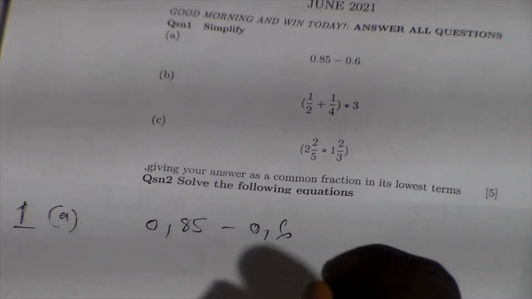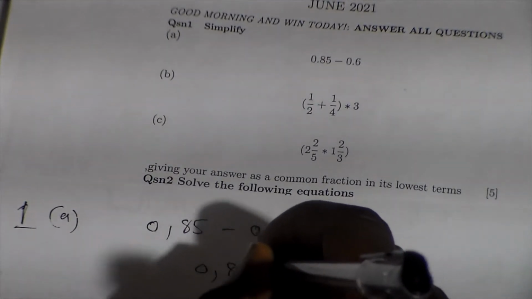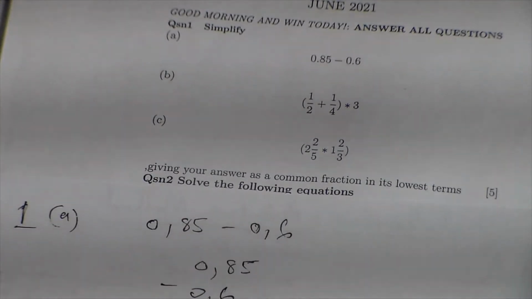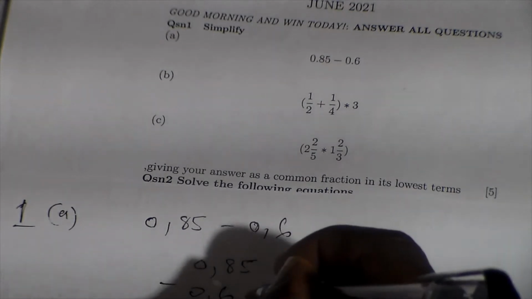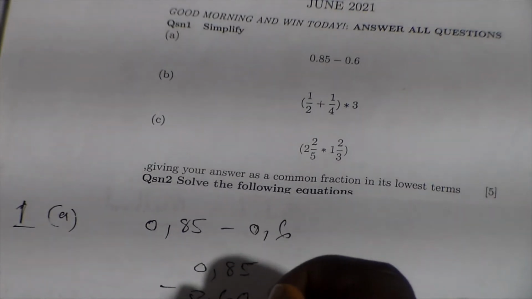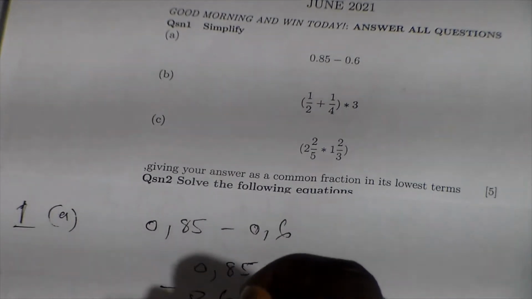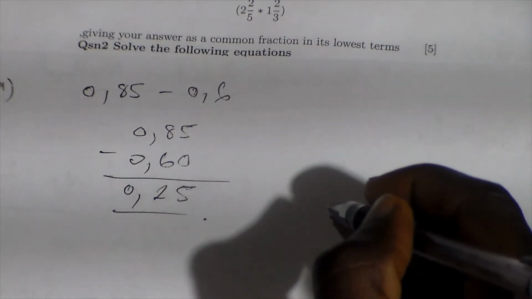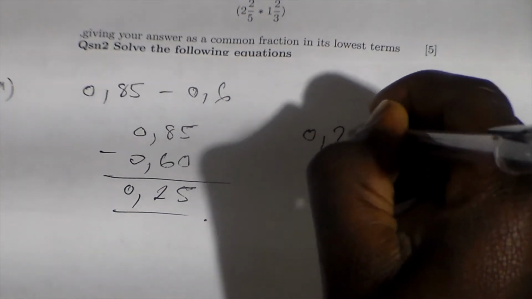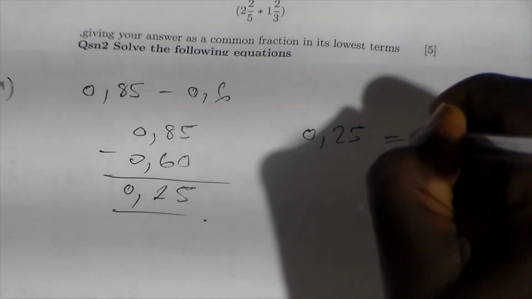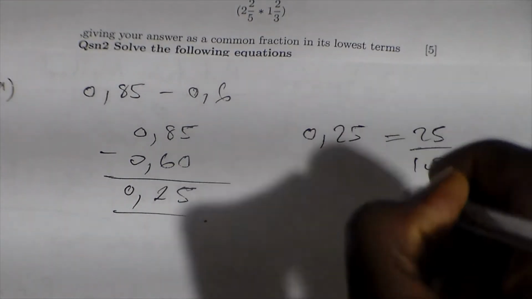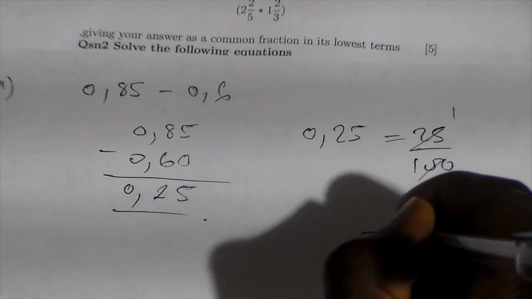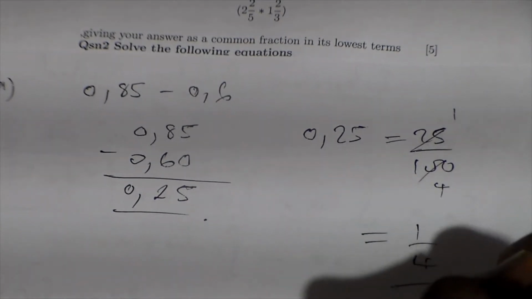As we all know, if we are adding or subtracting decimal numbers, our comma should be on the same line. Okay. 8 minus 6 here we get 2, and you get 0.25. But remember, it is said giving your answer as a fraction. So you say 0.25 as a fraction is 25 over 100. And then in its lowest terms, we divide the numerator and denominator by 25. Our final answer will be 1/4.